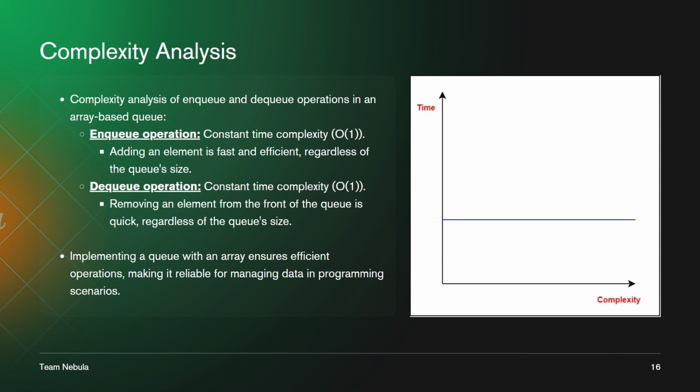Similarly, the complexity of the dequeue operation is also constant time, represented as big O of 1. This means that removing an element from the front of the queue is a quick process, regardless of the queue's size. Overall, using an array to implement a queue ensures that both enqueue and dequeue operations are efficient and have constant time complexities, making it a reliable data structure for managing data in various programming scenarios.